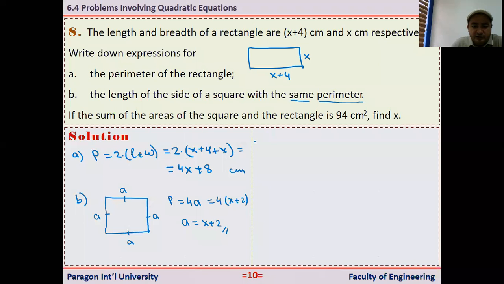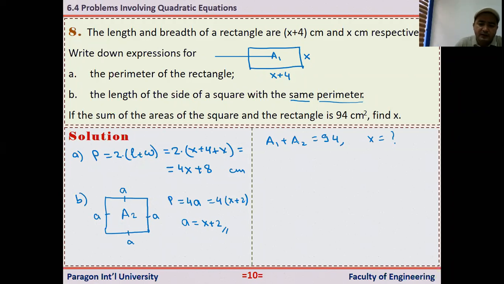Now, in part 2, this is part A, right? Let me just write here, this one is C, whatever. If the sum of the areas of the square and the rectangle is 94 centimeters squared, find x. Let's say this one is A sub 1, and this one is A sub 2, and it says A1 plus A2 is equal to 94. So we need to find the value of x.